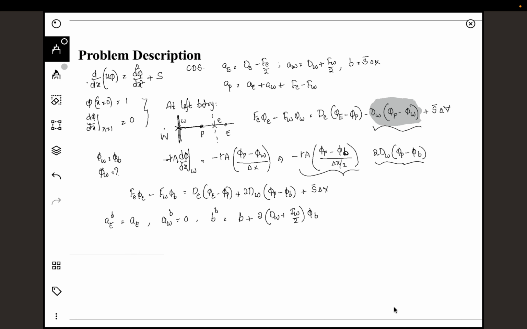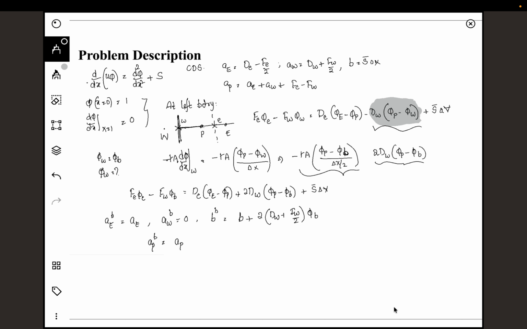And what about AP? Whatever AP I have before, this remains the same. Now I have A east plus A west, where A east, A west, etc. are all the values taken from here. Whatever is that, the same remains.